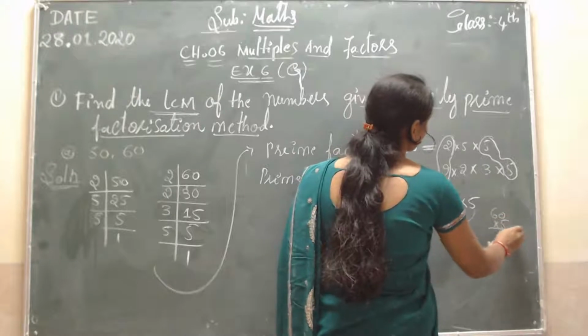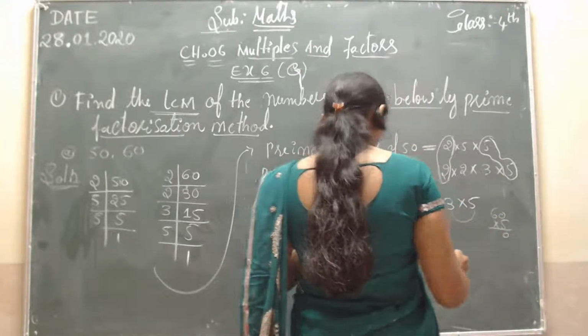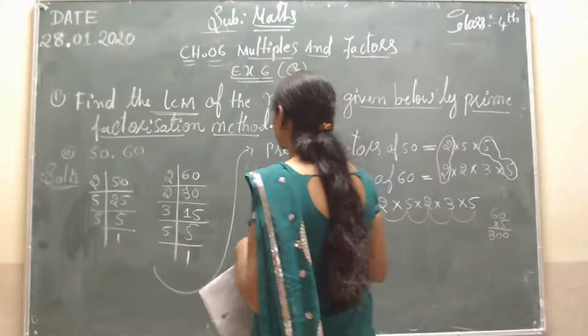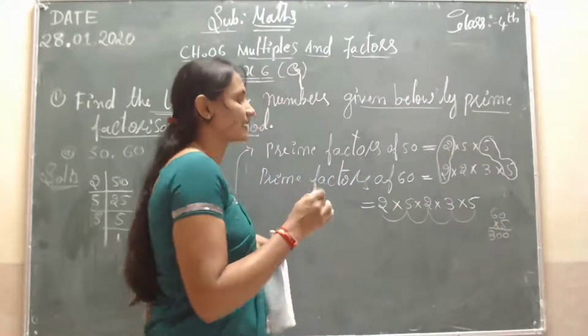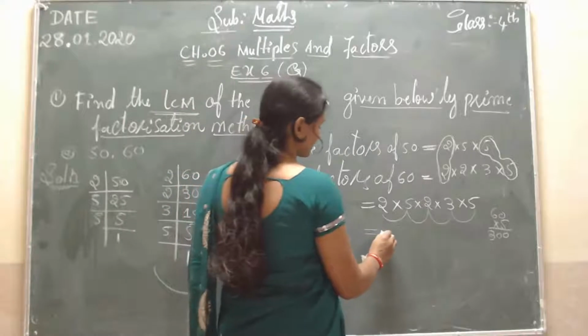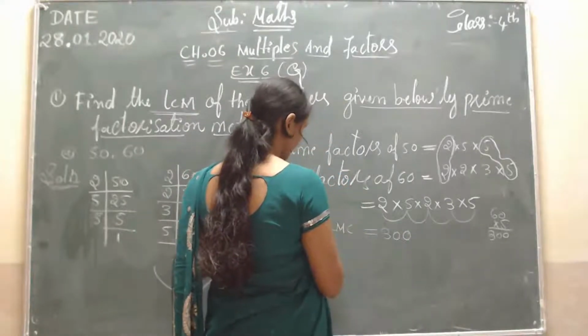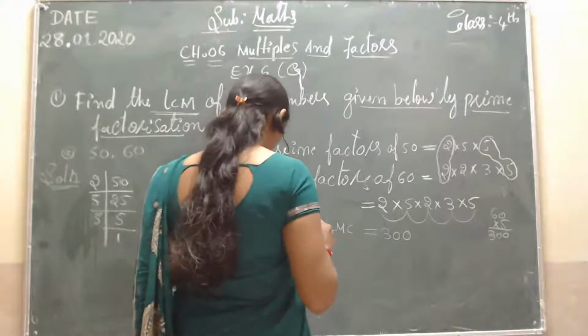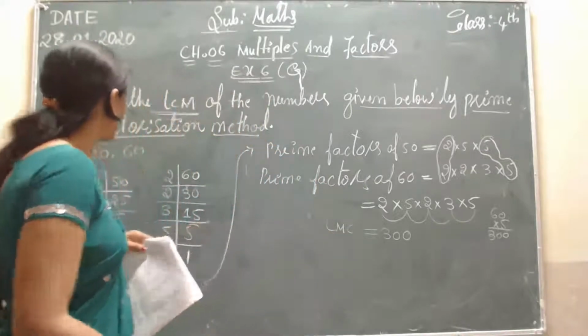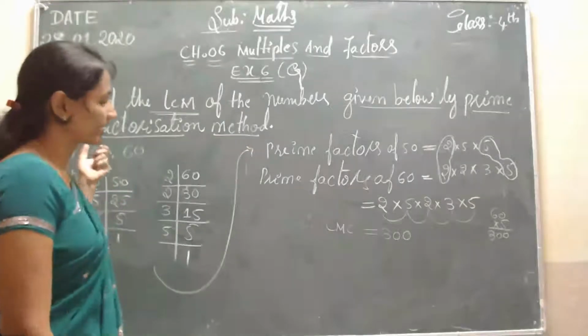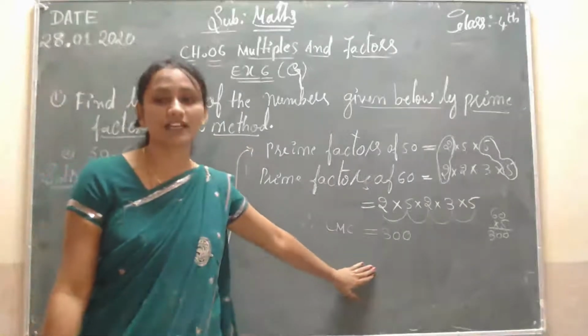60 5s are 300. So what is the total? 300. So this is the LCM. Students, see here. What is the LCM of 50 and 60? The LCM of 50 and 60 is 300.